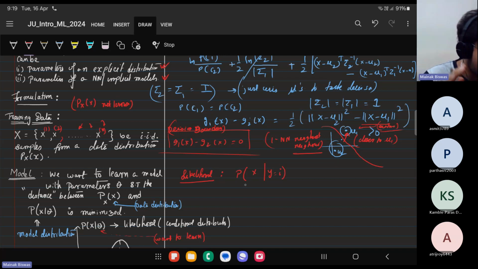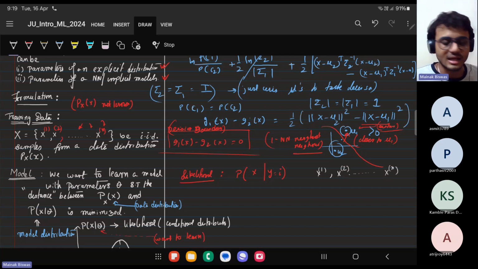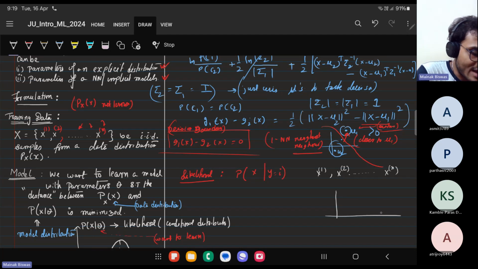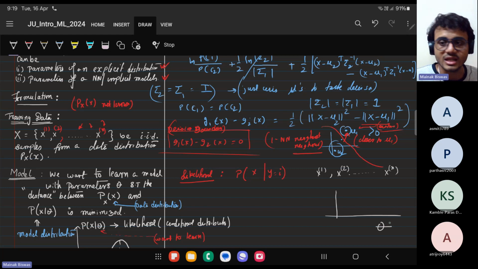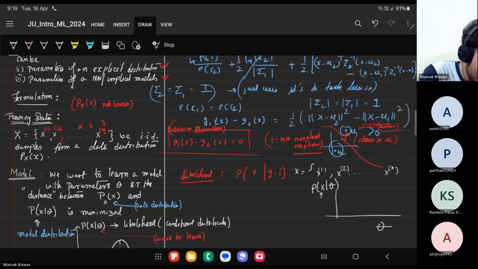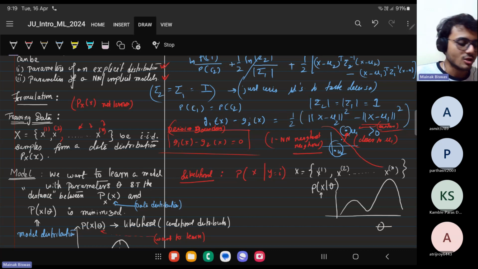So let us understand this. You have X1, X2, dot, Xn. You have data like this, and you have a parameter, say theta. This on the y-axis is the probability of explaining the data, the whole data set, given the parameters theta. Say you have a graph like this. Can you tell me what is the optimal theta that you would have?